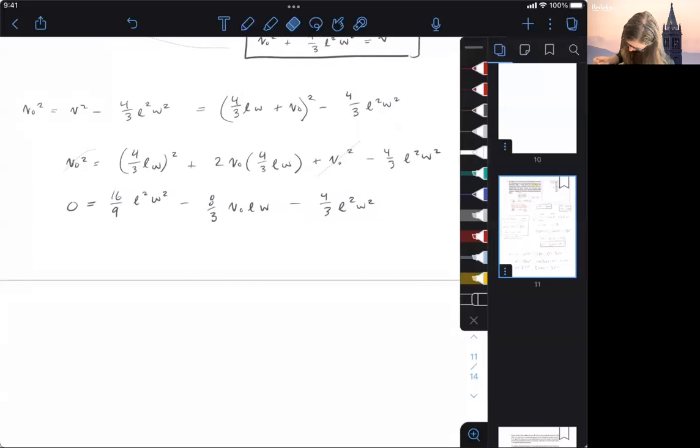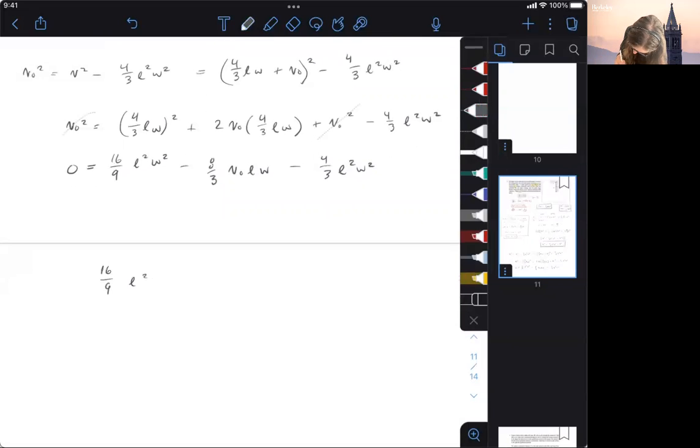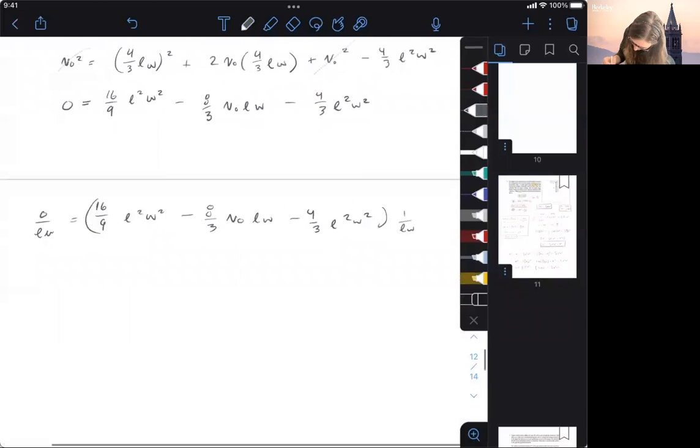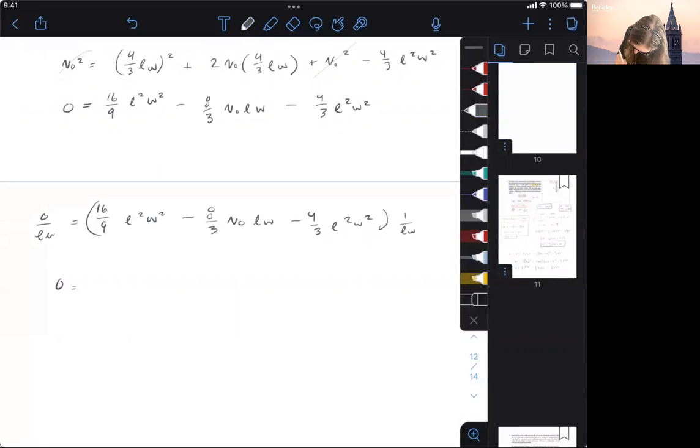So let's say we divide everything by W here. So we have 16/9 L squared W squared minus 8/3 V naught LW minus 4/3 L squared W squared. We're going to divide everything by LW basically. So we're going to have 0 divided by LW is equal to 0, and then this whole thing divided by LW. So nice trick if you have 0 on one side. 0 is equal to 16/9 LW minus 8/3 V naught minus 4/3 LW.